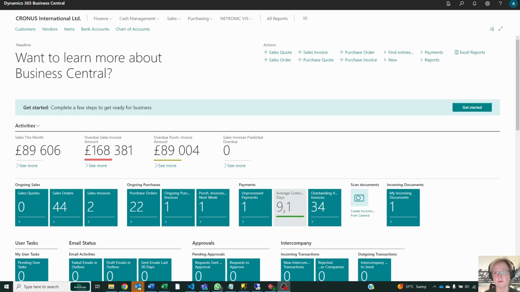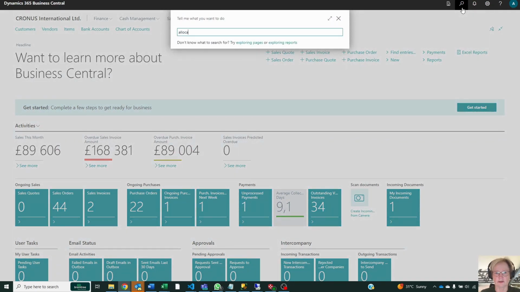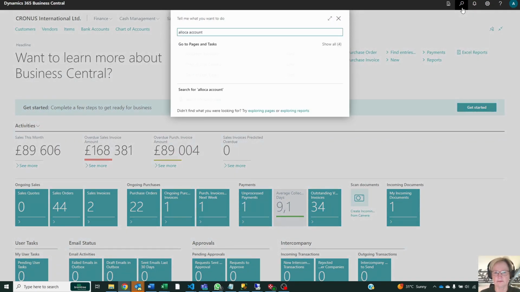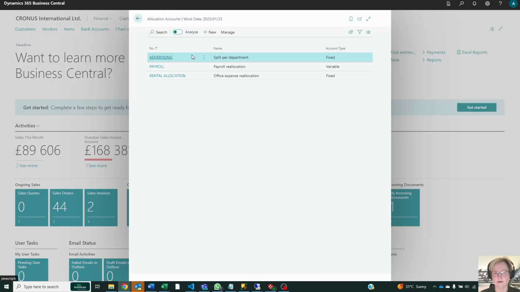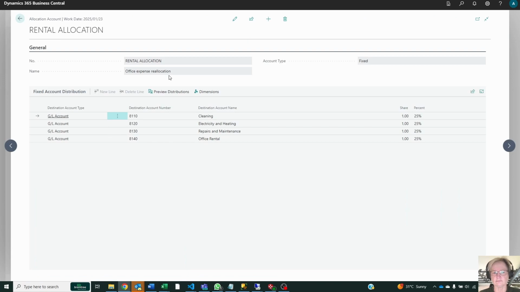So I'm going to take you first through some setups. I have already done the setups, but I will explain what they all mean and how they work. And then we will have a look at an invoice and we will have a look at a journal. So starting point, we will go to allocation accounts. Here we go. And I'm going to start with a simple one over here, rental allocation.